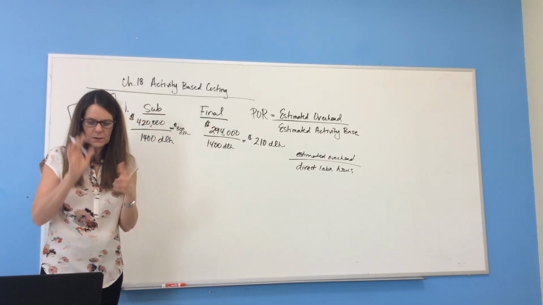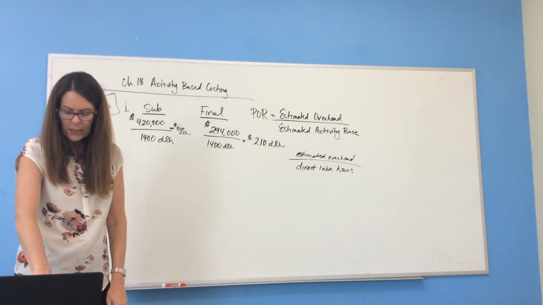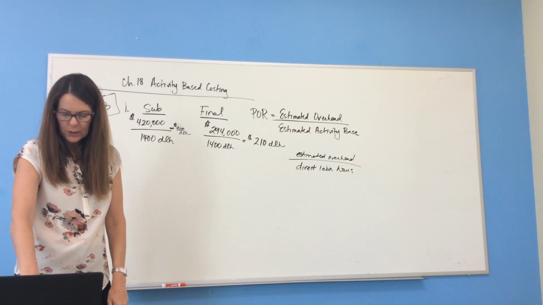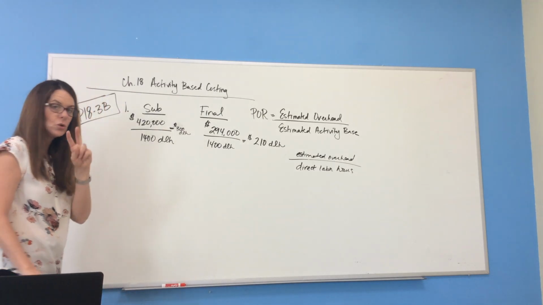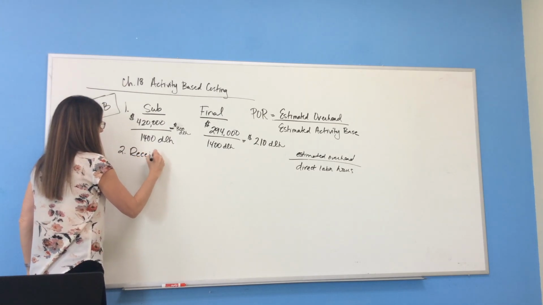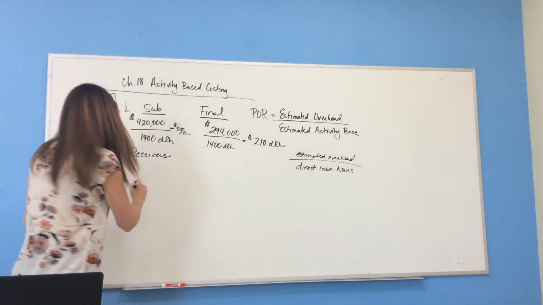Number 2 is still talking about the predetermined overhead rate. It says determine the total and per unit factory overhead costs allocated to each product using the multiple production department overhead rates. Now remember, we have 2 different products. So this is now under 2. We have receivers, and I think we've got loudspeakers. Is that what it was? Yeah, loudspeakers.